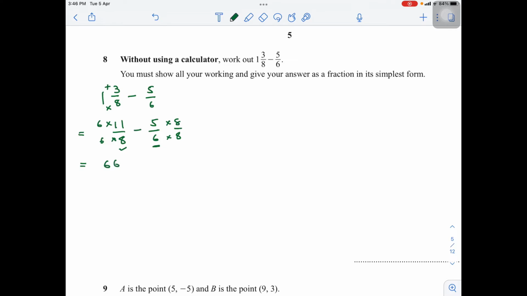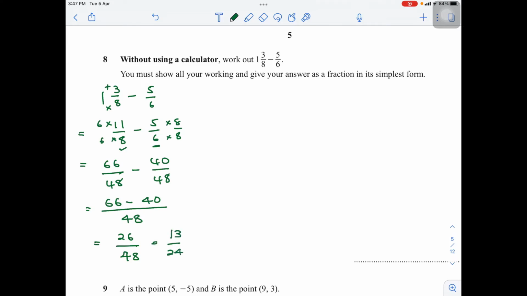6 times 11, 66 over 6 times 8, 48, minus 5 times 8, 40 over 48. So common denominator 48. 66 minus 40, 26 over 48. So I write 26 divided by 48. And that's 13 over 24.